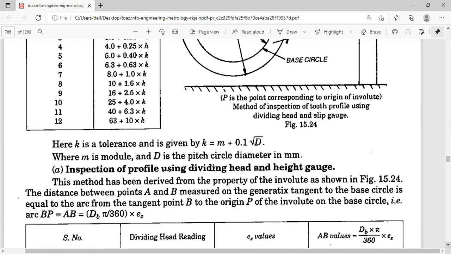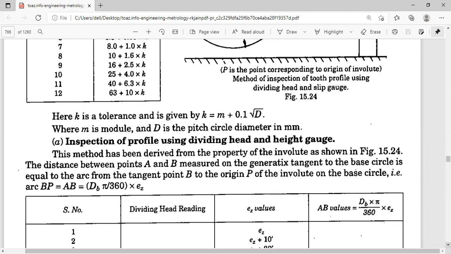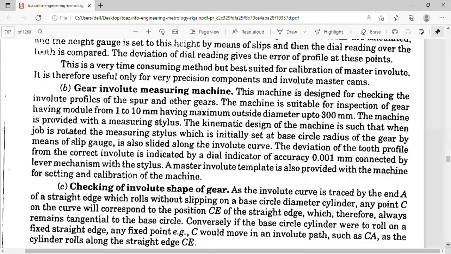This is a theoretical discussion as far as the profile is concerned, but we'll go to the next, where you can check it by the gear involute. I don't want you to concentrate on the dividing head. You try to concentrate on the optical projection method and the profile checking by the involute measuring machine.